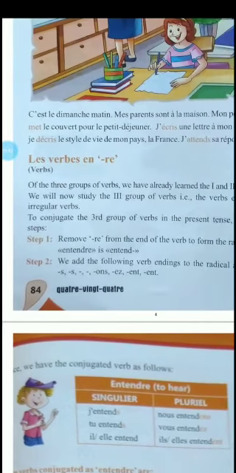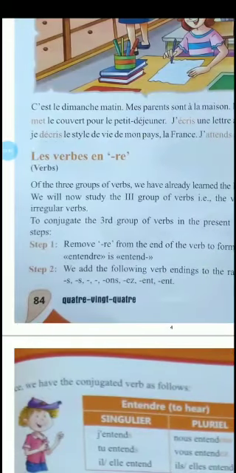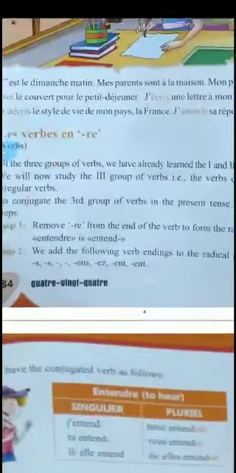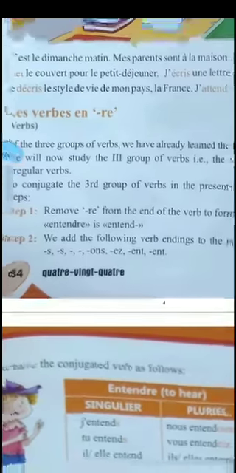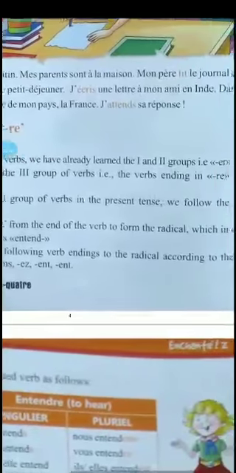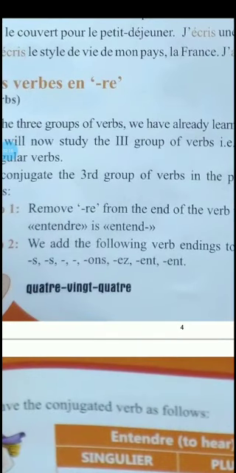To conjugate a third group verb in the present tense, we follow these steps. The first step is to remove RE from the end of the verb to form the radical, which in the case of entendre is entend. Entendre means to hear. Step 2 is to add the following endings to the radical according to the subject: s, s, nothing, ons, ez, ent, ent. This is the formation for RE verbs.